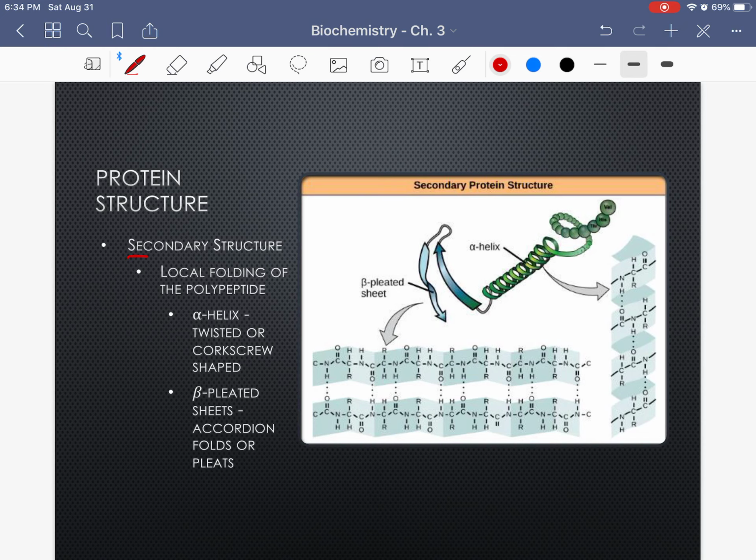Protein structure secondary level. So primary is a chain. Secondary, we start to see folding. That folding is either a pleated sheet, so it's bent like this, or it's called an alpha helix. A helix is that spiral shape. That's all you really need to know. In the secondary structure, you see a helix, which is twisted or corkscrewed, or pleated, which is an accordion fold or a pleat.